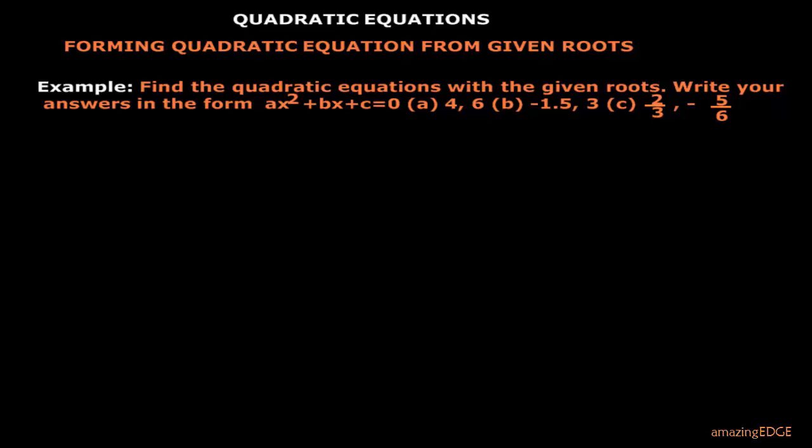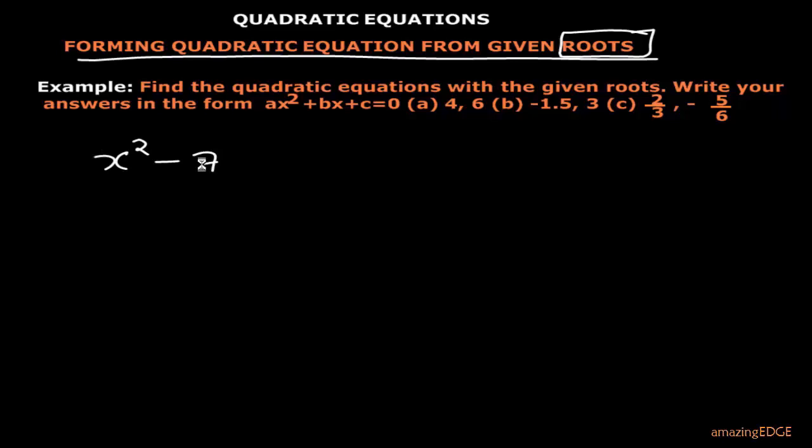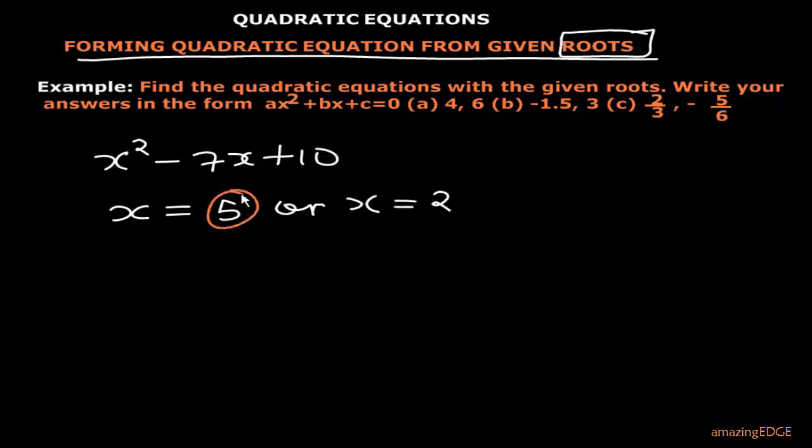In this math lesson, we want to learn how to form a quadratic equation from a given root. So what do we mean by a root or roots? The root is simply the solution to the quadratic equation. For instance, if you have x squared minus 7x plus 10, you know that there are two possible values for x: x equals 5 or x equals 2. So this 5 and 2 is what we call the roots of this quadratic equation.